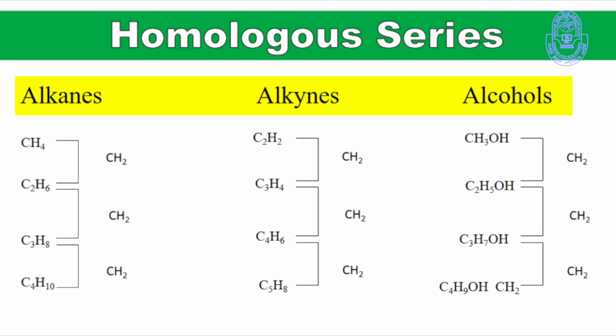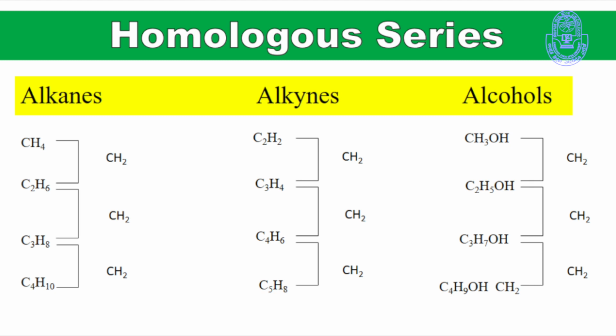Why it is called 14 atomic mass units: the mass number of carbon is 12 and the mass number of hydrogen is 1. CH2 means 12 plus 2, which becomes 14. So that's why it is 14 atomic mass units.